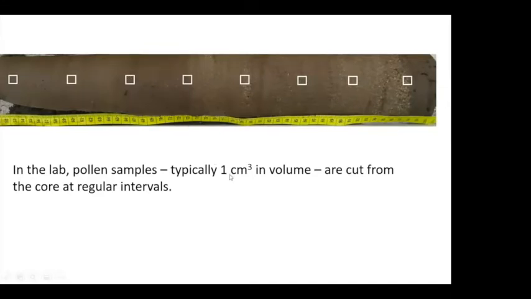Just a cubic centimeter of peat sediment can often contain several hundreds of thousands, perhaps even over 1 million pollen grains and spores. So we're just taking a tiny amount from each place. And if we want to go back, we can continue to take samples between these to fill in the gaps if we find that there's something really interesting happening there.